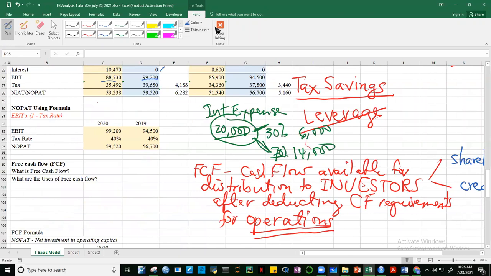Okay, so for example, ano ba yung gamit ng mga free cash flow? Okay, number one, interest payments. Kasi para sa creditors yan, no? Number 2, a payment of principal.